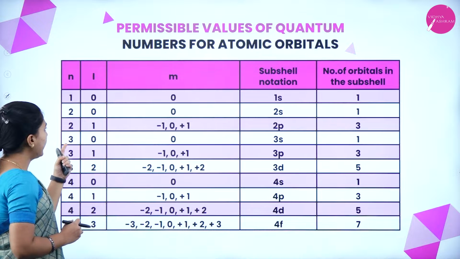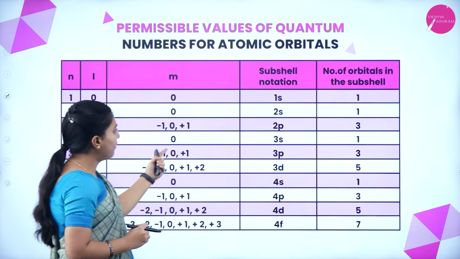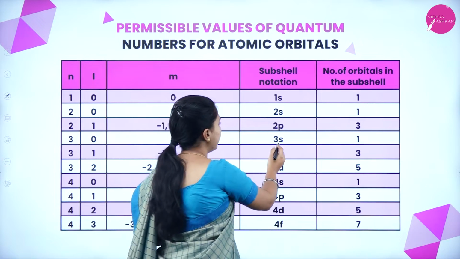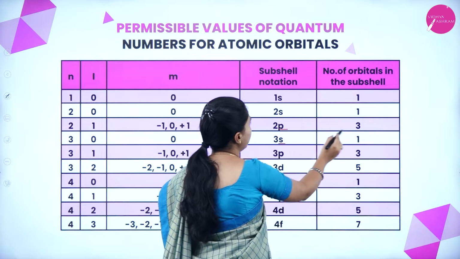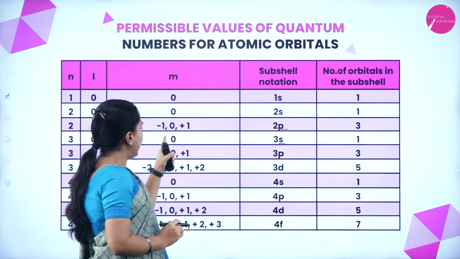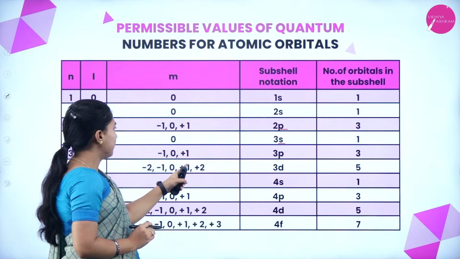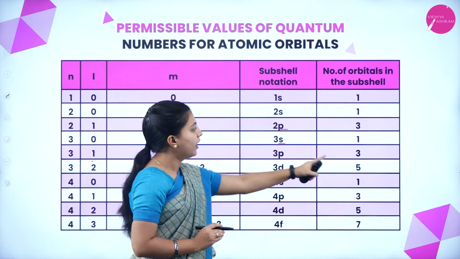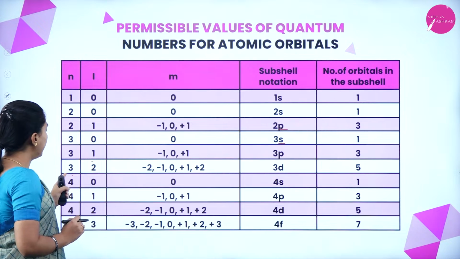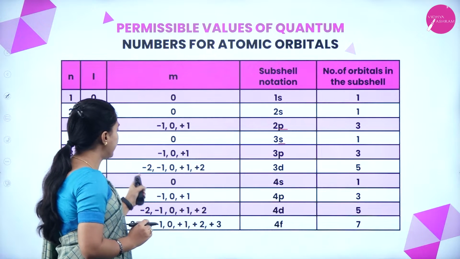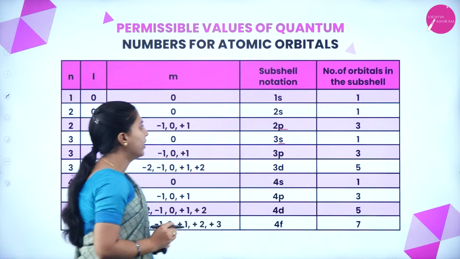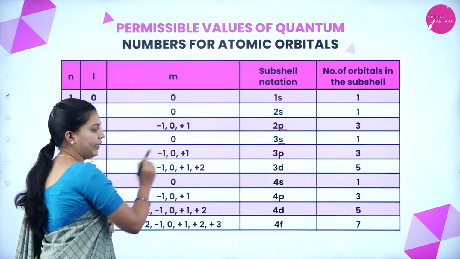When n equals 3, L equals 0, M equals 0, that is 3s, only 1. Whenever it is s, it will be 1. Whenever it is p, it will be 3. Okay. When n equals 3, L equals 1, M equals minus 1, 0, plus 1, then 3p, number of orbitals will be 3. Likewise, when n equals 3, L equals 2, M equals minus 2, minus 1, 0, plus 1, plus 2, 3d, number of orbitals will be 5. 1, 2, 3, 4, 5.